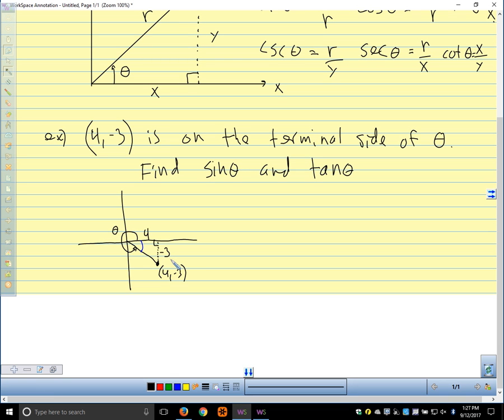And our hypotenuse we always keep positive. So for that triangle, how long is the hypotenuse? 5. That's a 3, 4, 5 triangle. Well, now we're set. Sine of theta is opposite over hypotenuse, -3/5. And that's what we expect in the fourth quadrant, that our y coordinate, the sine, is negative. And tangent theta is going to be -3/4. And we're set.